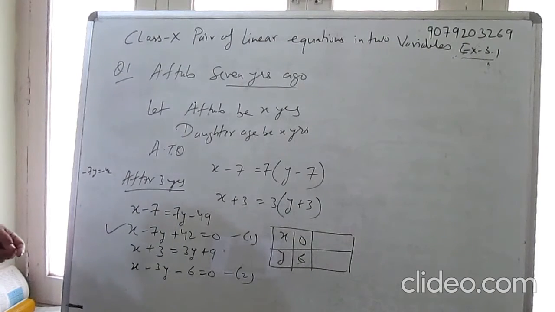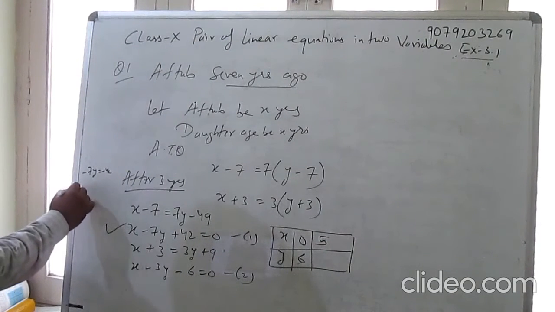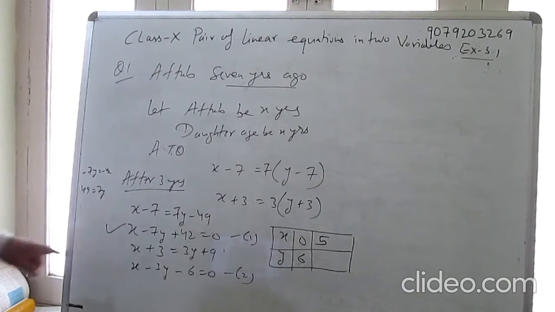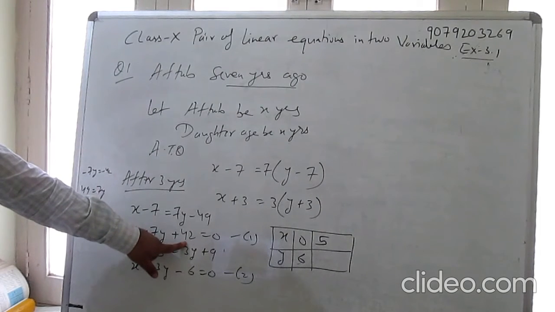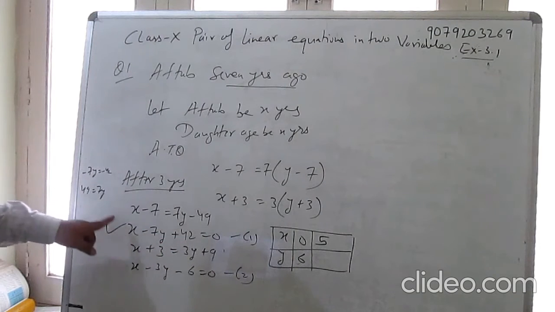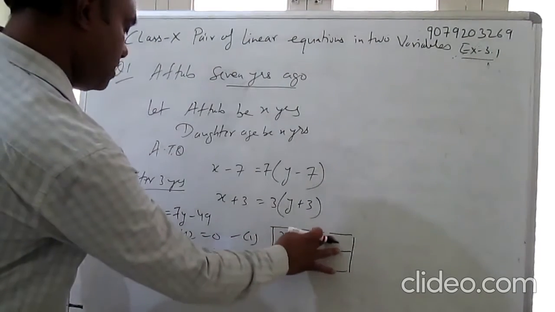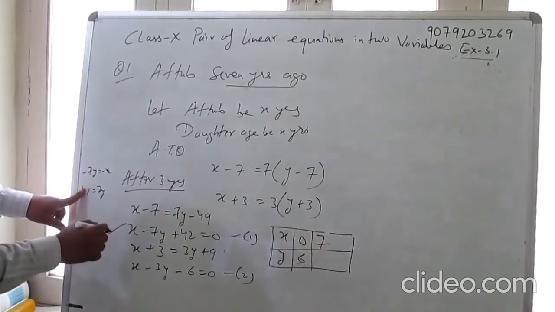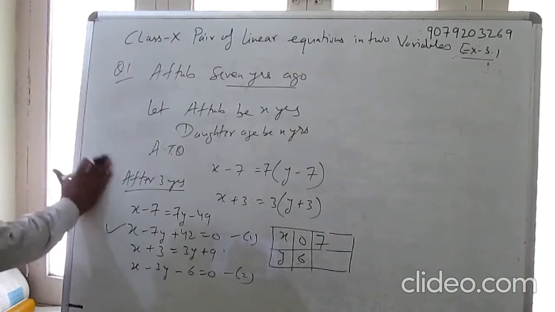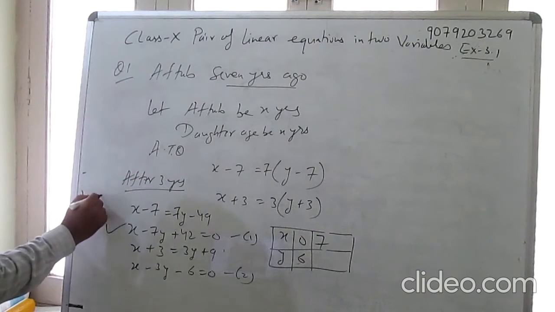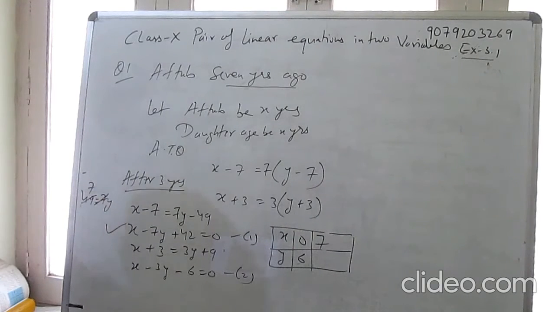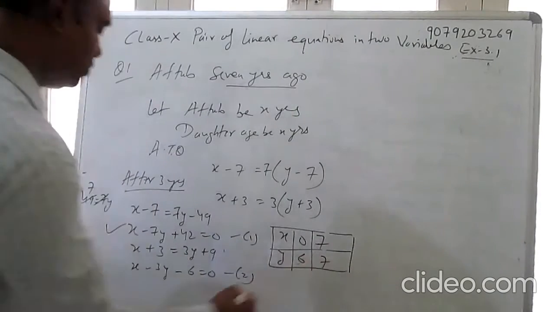Now take any other point. If I take x is equal to 5, then 49 is equal to 7y; 5 plus 42 becomes 47. So I will take x is equal to 7. Then 7 plus 42 is 49, which is equal to 7y. 7 sevens are 49, so y is also 7.